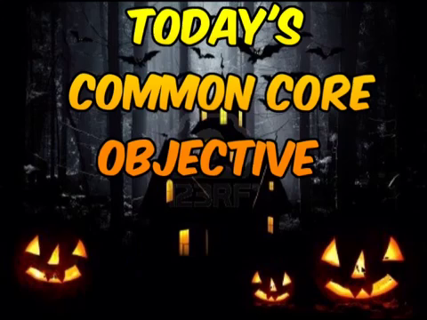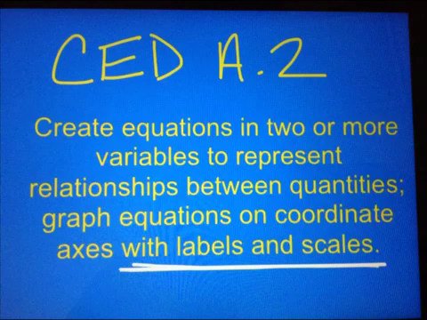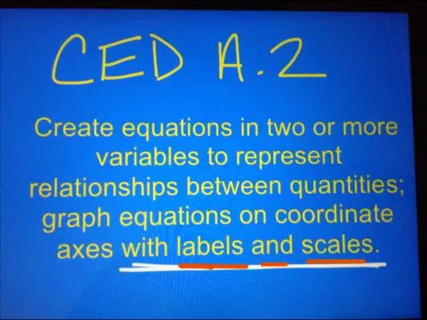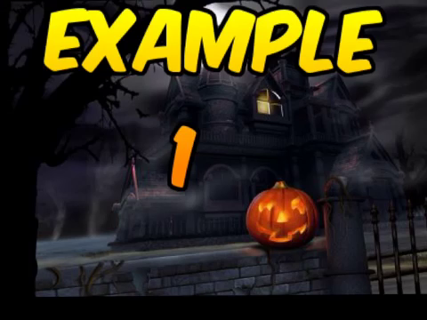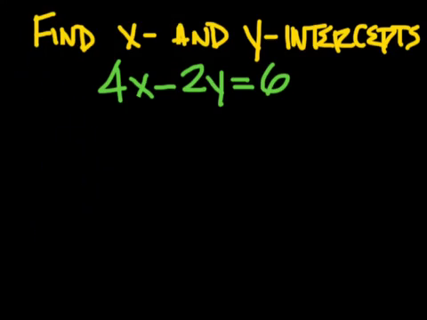Today's objective. We're going to work more with labels and axes as well as the x and y intercepts at the same time. Here's the first example. Find the x and y intercepts for 4x minus 2y equals 6. I'll show you the new way to do it, and you can compare it to the other way you learned yesterday. Whichever is easier is the one you can use.